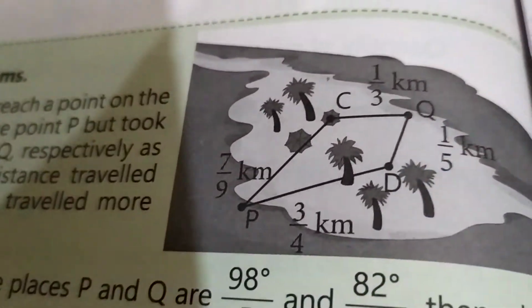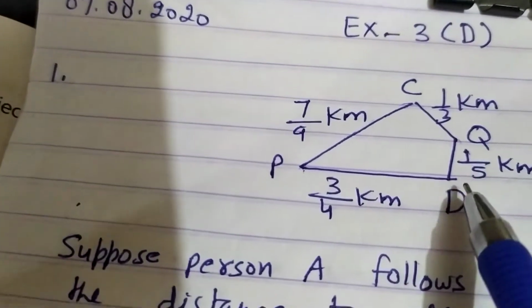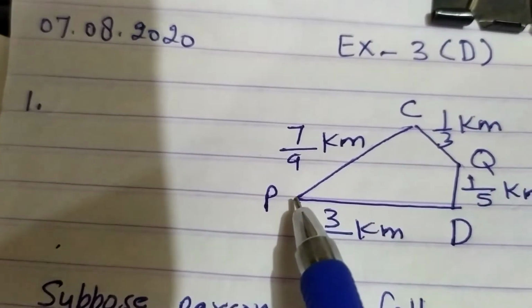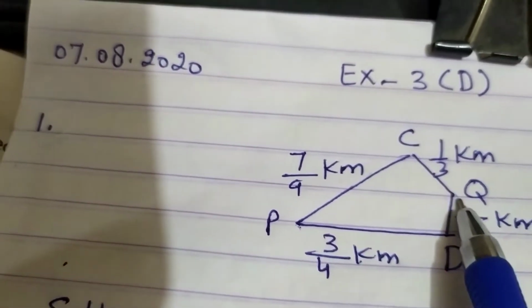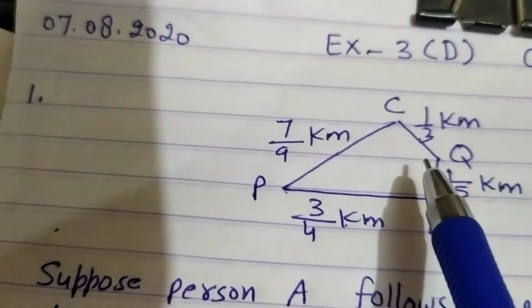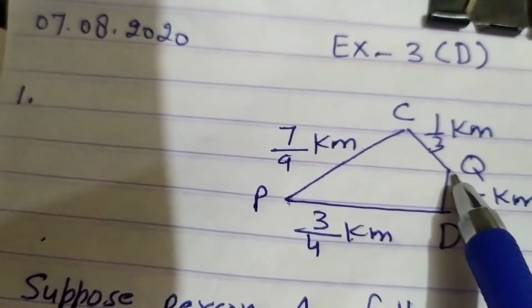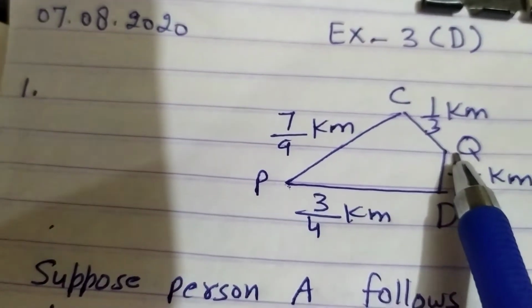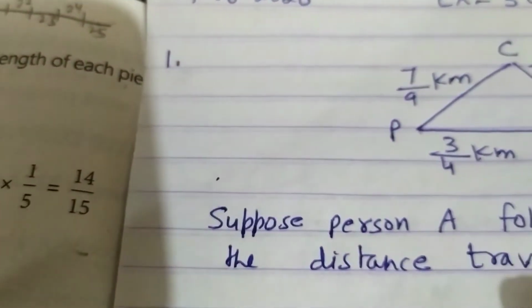See the picture. Now come to here. This is the picture. There are two persons A and B. They started from the same point P and they have to reach point Q. But they took different routes. Person A goes through this route PCQ and person B goes through this route PDQ. So, find the distance travelled by each person.